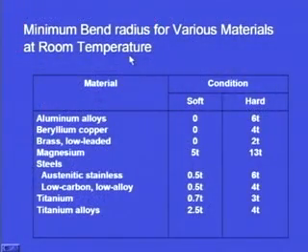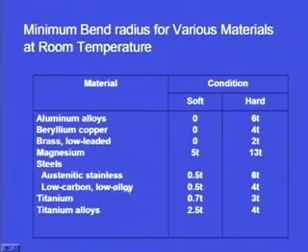Now, on your screen you can see a table of minimum bend radius for various materials at room temperature. Whenever we work at an elevated temperature, this value may change. For aluminum alloys, for soft condition there is no minimum bend radius, for hard condition it is 6 times the thickness. For beryllium copper, for soft condition there is no limit, but for hard condition it is 4 times the thickness. For magnesium, for soft it is 5 times T minimum bend radius, and in hard it is 13 times T.